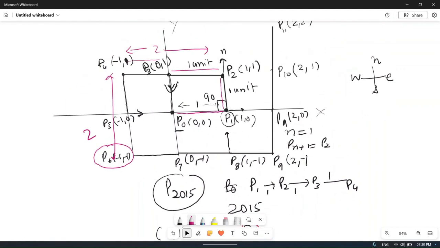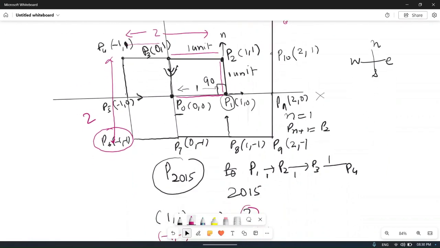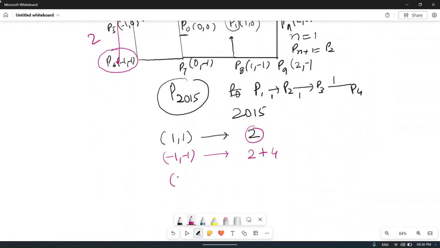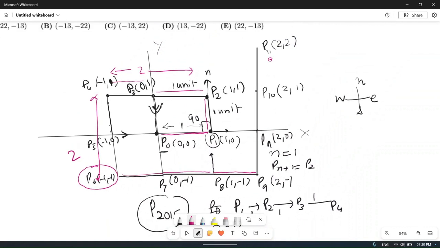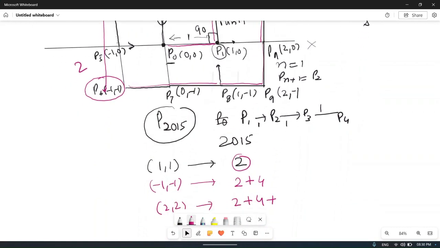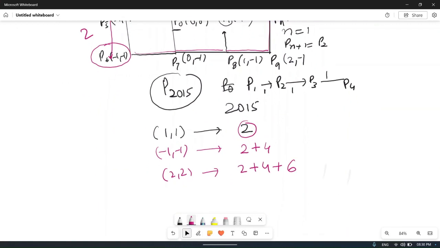Again, I can go back here and see where I do reach. So my 2 comma 2, I am reaching in 2 plus 4 plus, let's count. So this is 1 plus 1, 2 plus 1, 3, and here also 4 and 5 and 6. So we are reaching in 6 steps.